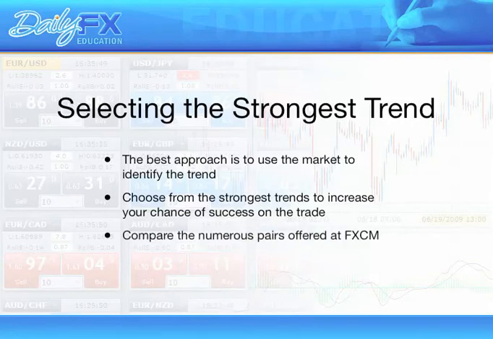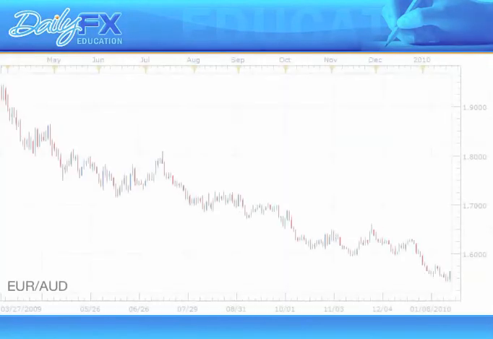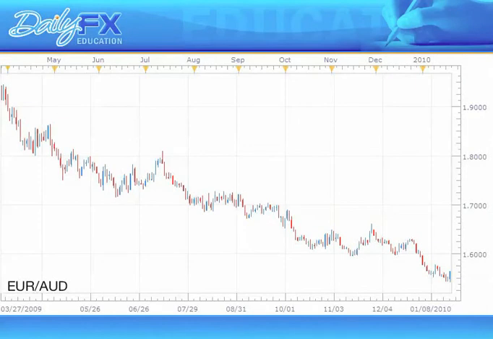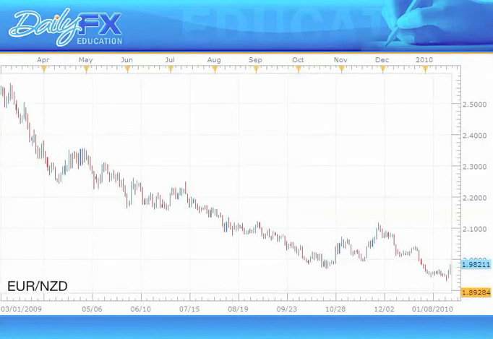So we compare different currency pairs to determine which has the strongest trend to trade. Let's look at a downtrending Euro-Australian dollar currency pair and add a line just below two recent lows. Now, we'll do the same with another chart, which is also in a downtrend, such as the Euro-New Zealand dollar daily chart. Since both pairs are in a downtrend, we look for short sell opportunities.